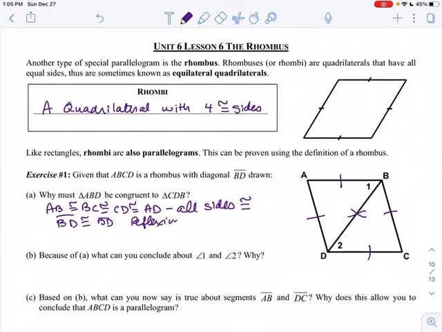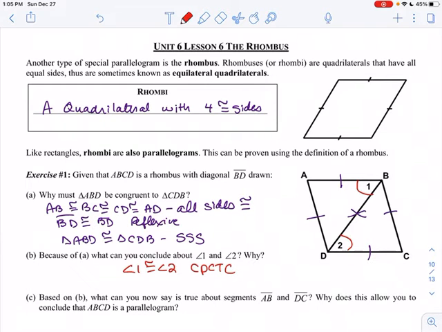This is sort of an informal proof. And they wanted us to show why triangle ABD is congruent to triangle CDB. Well, we can see by what I have marked, side, side, side. Now that I know the triangles are congruent by side, side, side, why is angle 1 congruent to angle 2? Well, the triangles are congruent, so therefore angle 1 is congruent to angle 2 by CPCTC.